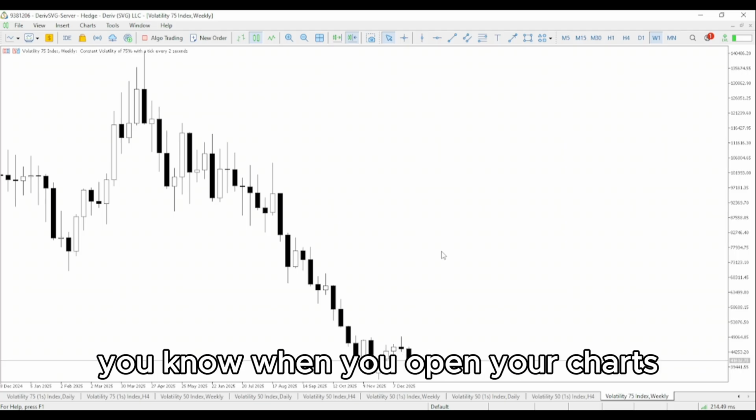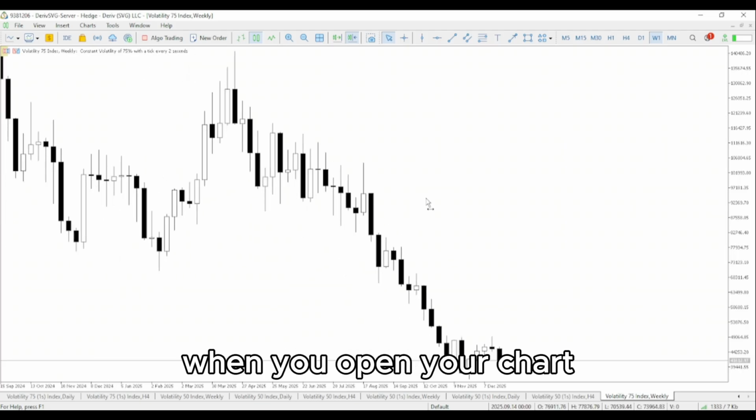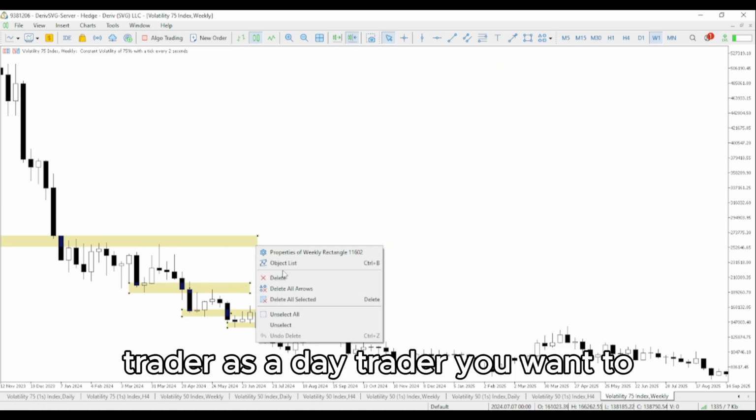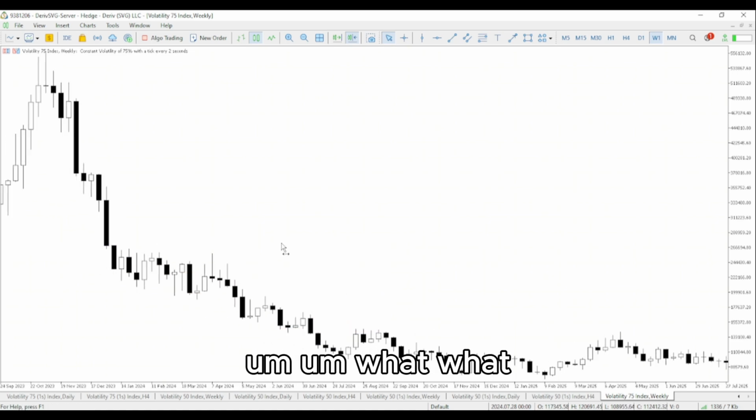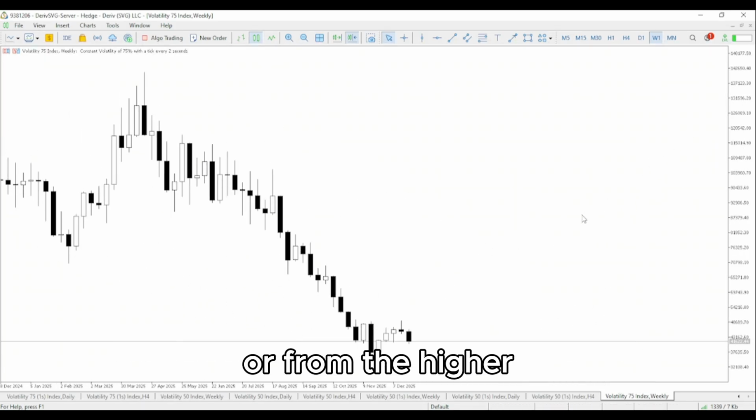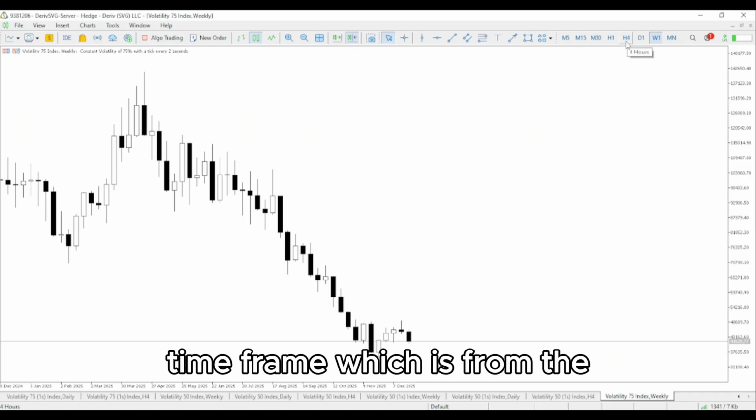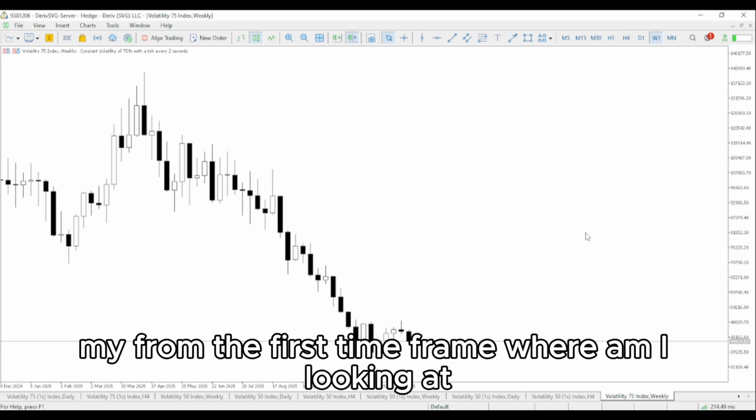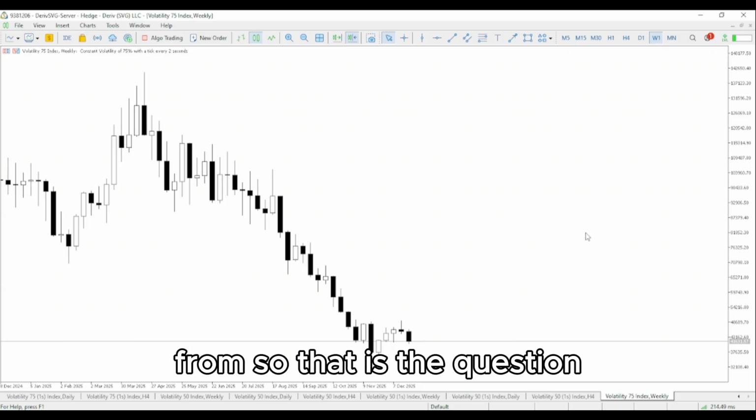When you open your charts, you want to decide which time frame you are trading from. As a swing trader or a day trader, you want to decide what time frame you are looking at first. Am I looking from the lower time frame, the higher time frame, or the intermediate time frame, which is the medium time frame? Where am I looking from first? That is the question.